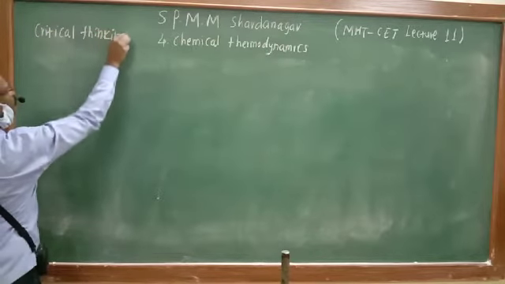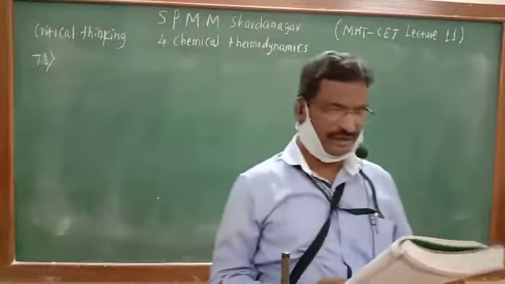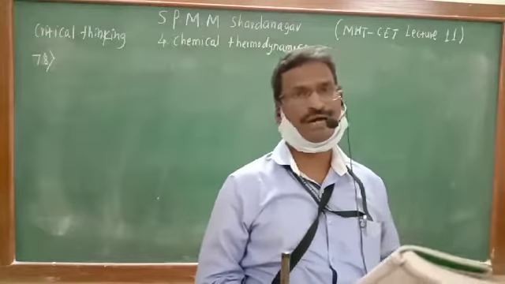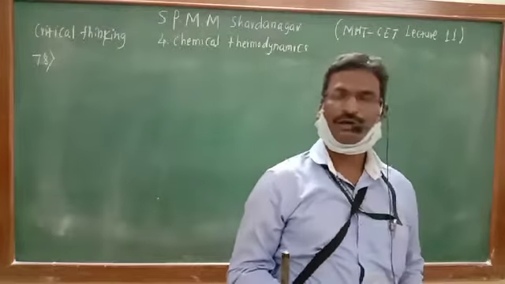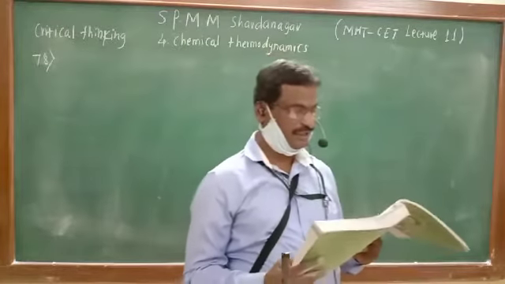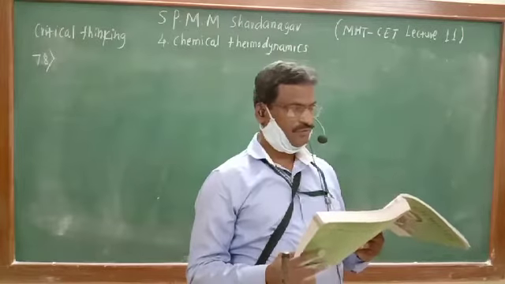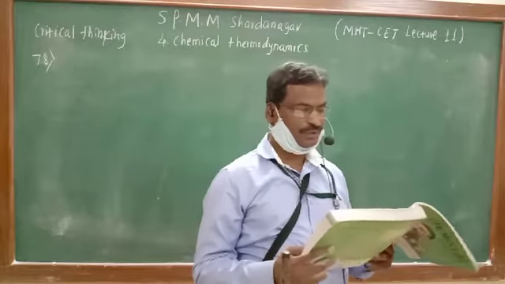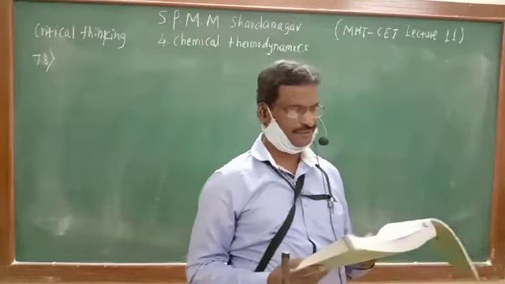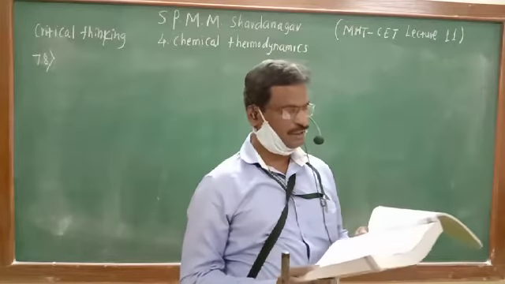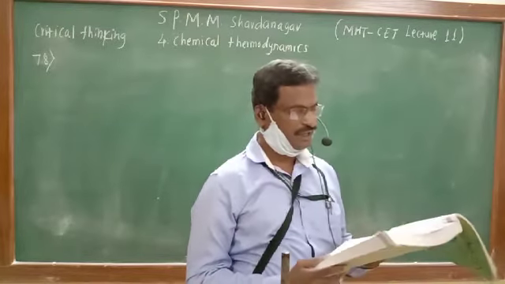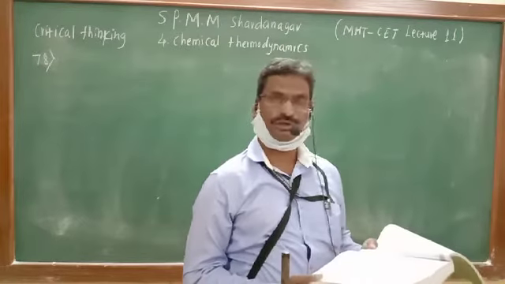Now see questions from critical thinking. The book we are using is the same one, Target Publication book. See question number 78. For the change H2O liquid to H2O gas at 1 atmospheric pressure and 373 Kelvin, the free energy change delta G is equal to 0.